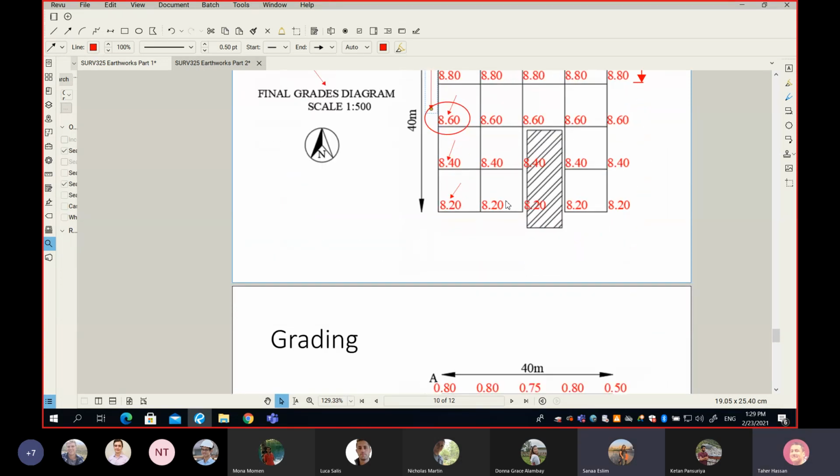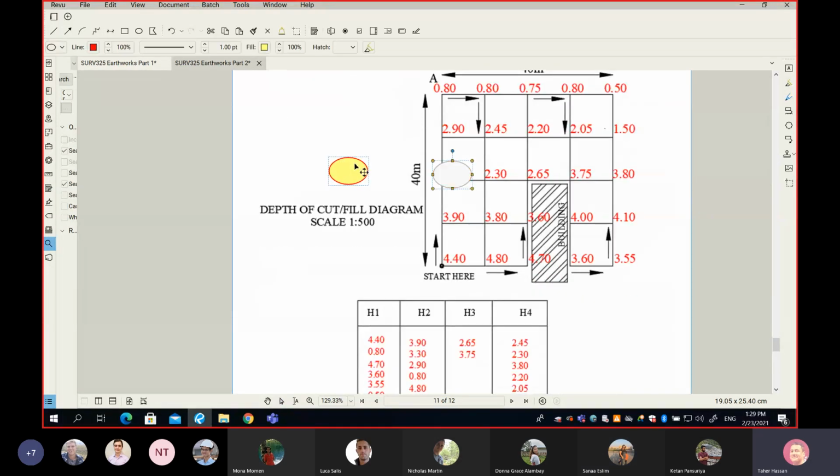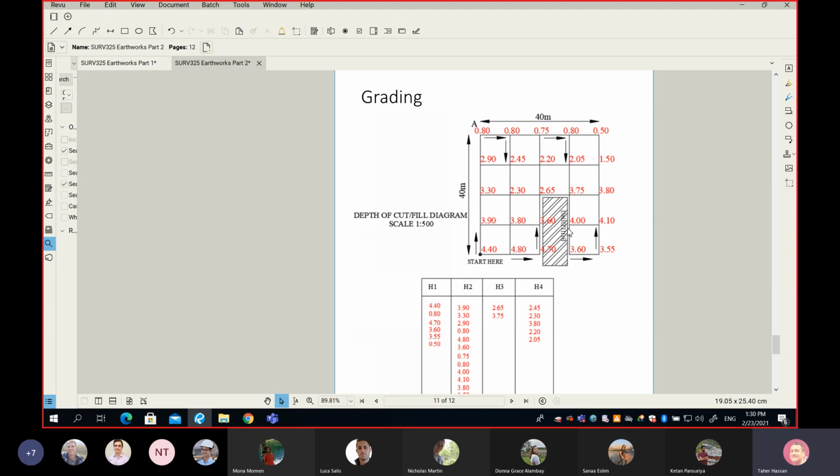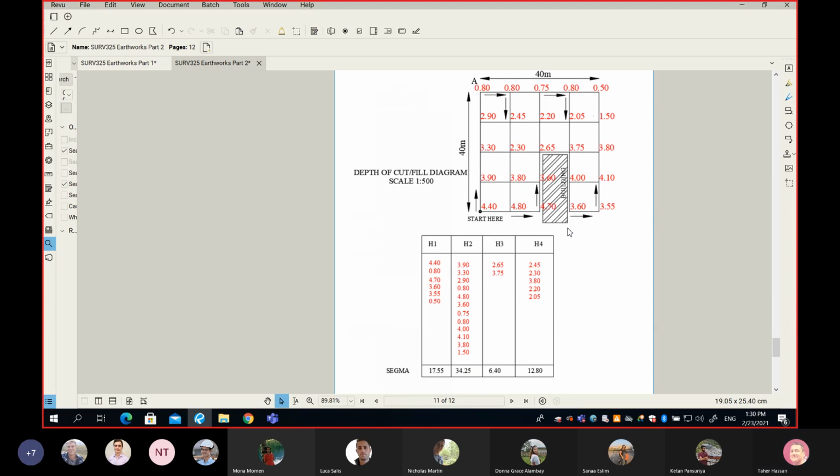3.3. So guess what? I come here, I hide this one, we have 3.3. This is how you fill your difference diagram or depth of cut diagram. Now, once you get this diagram, I'm asking you, any thoughts on how to find the volume?